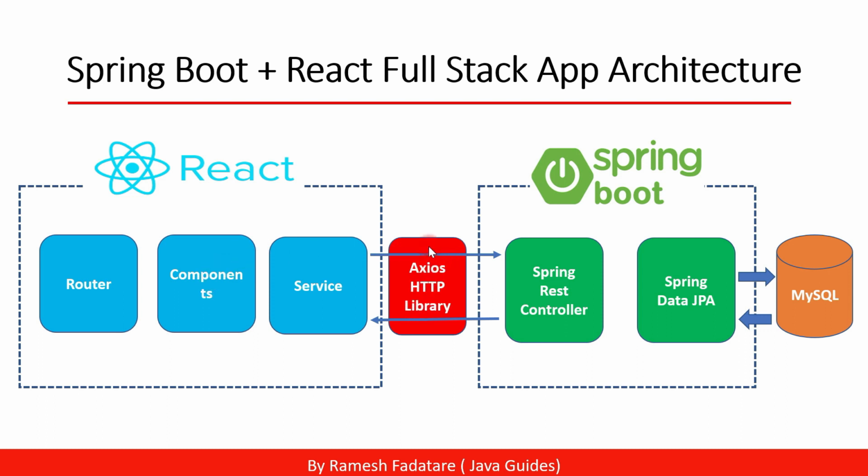And here in the middle we have Axios HTTP library. So we basically use Axios HTTP library to make a REST API call. React is not concerned with HTTP, so we have to use a third-party HTTP library to make a REST API call in a React application. In our case, we are going to use Axios HTTP library to make a REST API call from the React application. So this is a high-level Spring Boot React full stack application architecture.